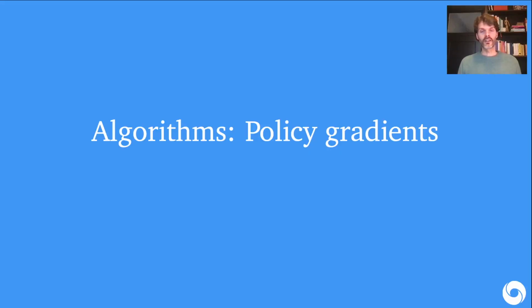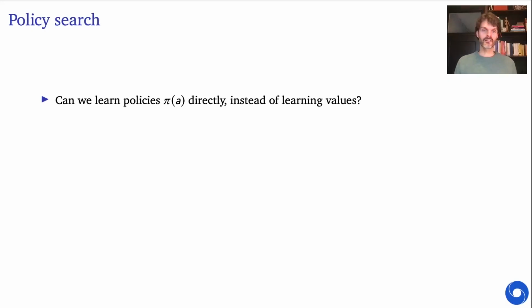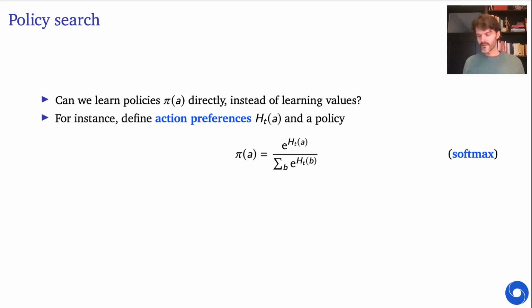Now moving on to yet another example of a way to update our policies. We're going to sidestep action values for a second, and we're going to ask the question: can we learn this policy directly instead of learning values? Well, it turns out this is possible. And before going there, I'm going to make this a bit more concrete.